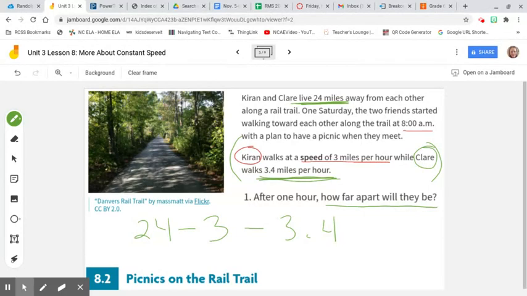So when you take 24 minus 3, you get 21. And then we have to subtract the 3.4 or 3 4/10. So we subtract 3 4/10 and we get 17 6/10 miles. So they have gone from being 24 miles away from each other to now 17.6 miles from each other.